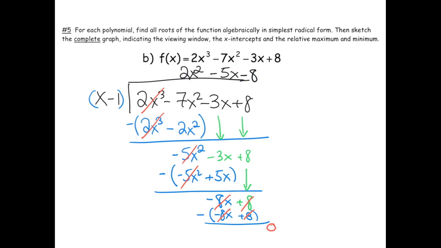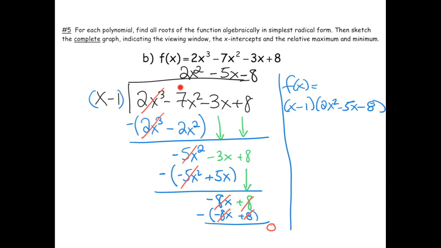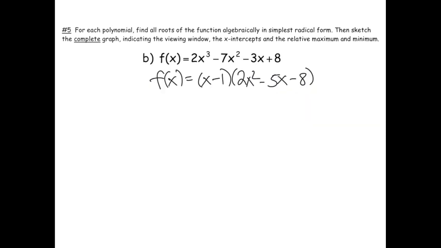So what this tells us is that f of x, which we know is 2x cubed minus 7x squared minus 3x plus 8, also factors into, you can write f of x as x minus 1 times 2x squared minus 5x minus 8, where again the x minus 1 comes from right here, and the 2x squared minus 5x minus 8 is what we found up here. So what this whole long division tells us is that this times this equals this. Since this one is f of x, this one times this one is a factored version of f of x.